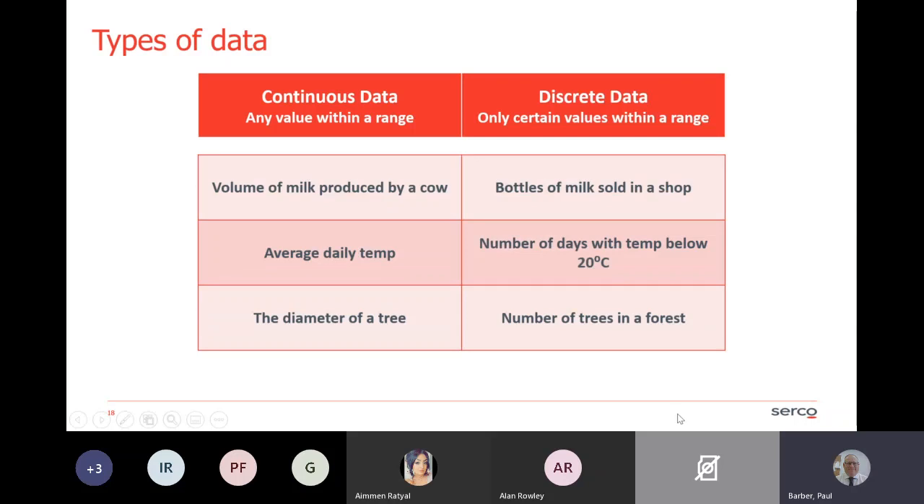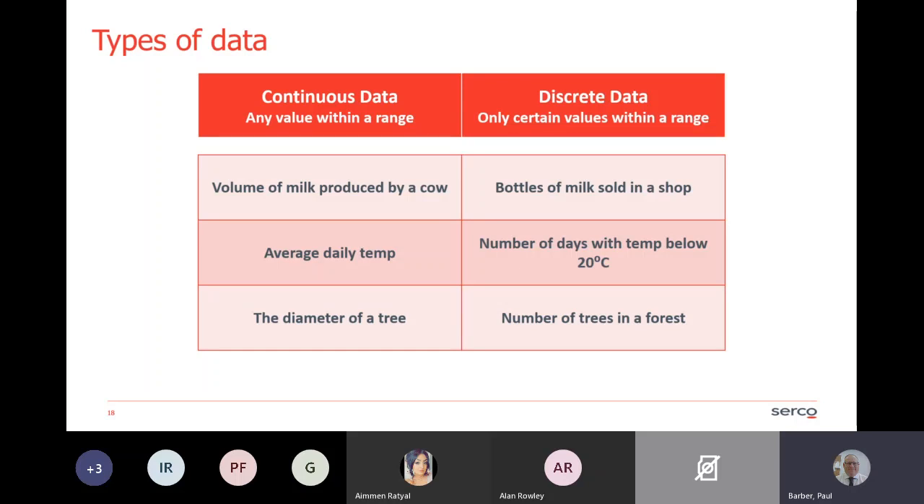So some more examples. Continuous data could be the volume of milk produced by a cow, because we could measure it to anything. But the bottles of milk sold in a shop can only be 1, 2, 3, 4, 5, 6, 7, 8, 9, 10, whatever. You can't sell 7.4 bottles of milk. Continuous data would be the average daily temperature, because we could round that to anything. Whereas the number of days with temperature below 20 degrees is a set number of days. You can't have half a day.